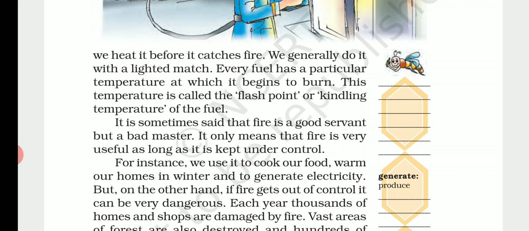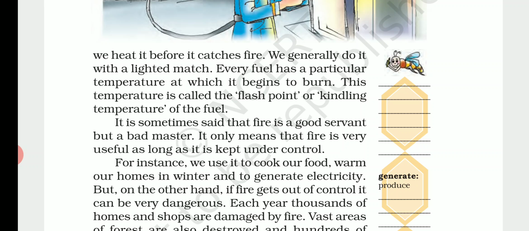Next. Now we have seen the good side of fire as a friend. Now we are going to see the other side of fire. If fire gets out of control, it can be very dangerous. Each year, thousands of homes and shops are damaged by fire.